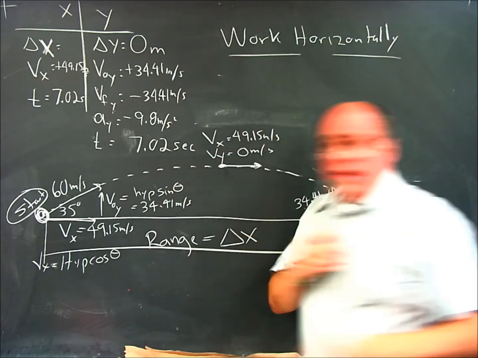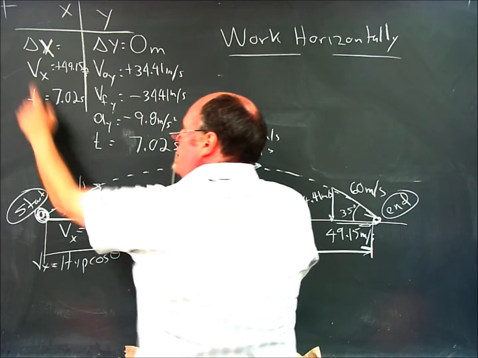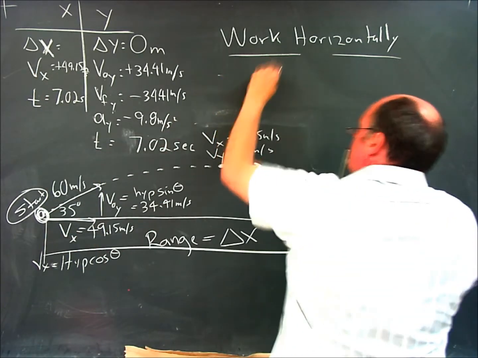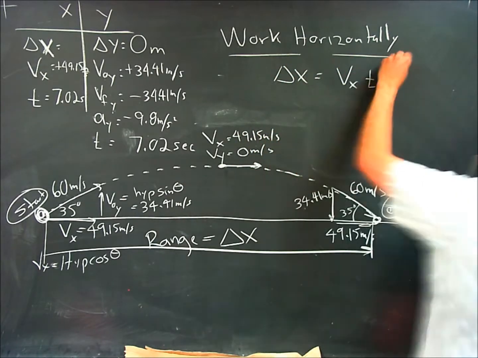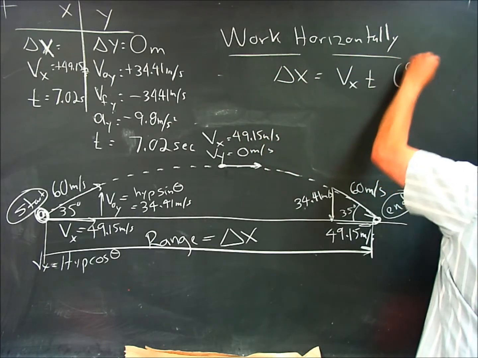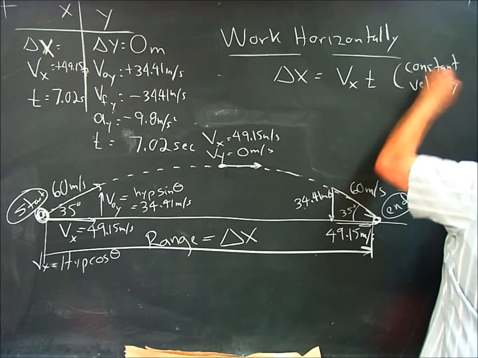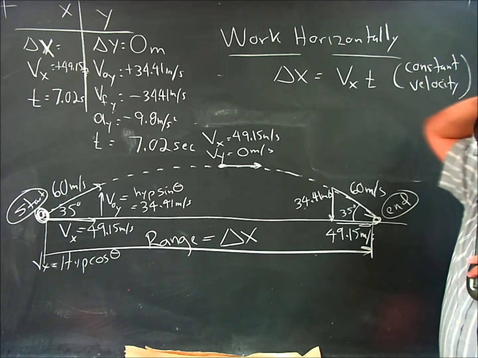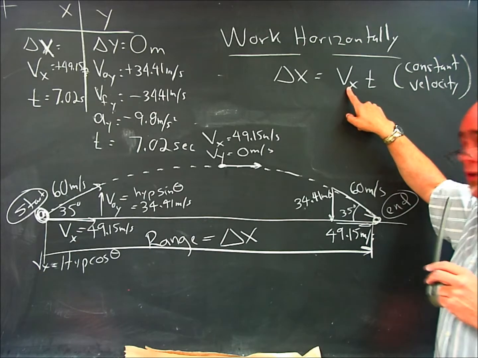So if we're working horizontally, then there's only one formula that has these three things in there, because this is a constant velocity. So it's going to be delta x equals v in the x direction times t. A constant velocity formula means there's no acceleration. We're not speeding up, we're not slowing down, we're going at a constant horizontal velocity.